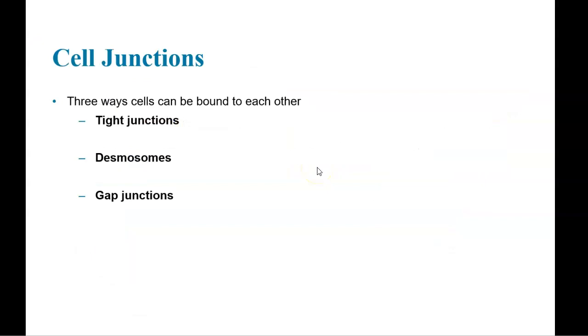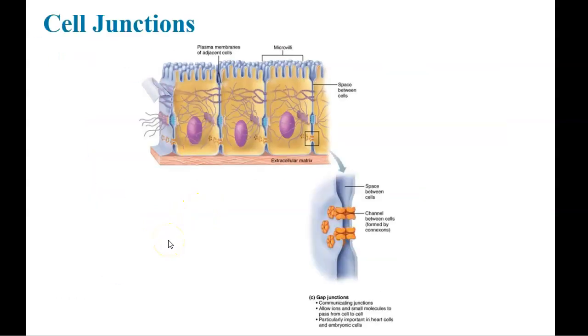Gap junctions are formed tunnels that will allow ions, simple sugars, and other small molecules to pass from one cell to the other. So here you can see these gap junctions. These are little tunnels that join the two cells, so it allows for things to move from one cell to the next.